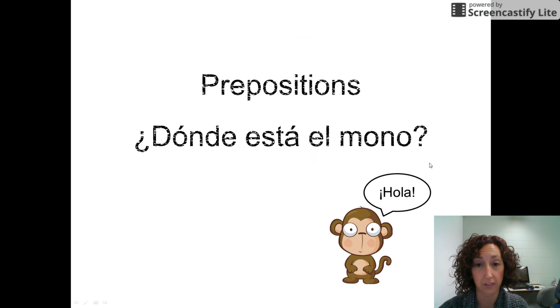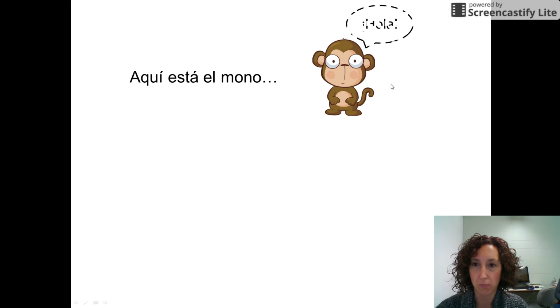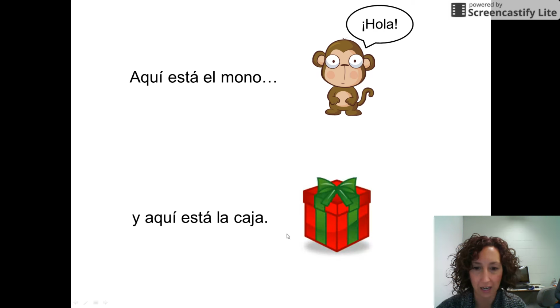So today's lesson is on prepositions in Spanish. ¿Dónde está el mono? And aquí está, here is el mono. Hola, mono. So aquí está el mono, se llama el mono, el animal. Y aquí está la caja, the box.